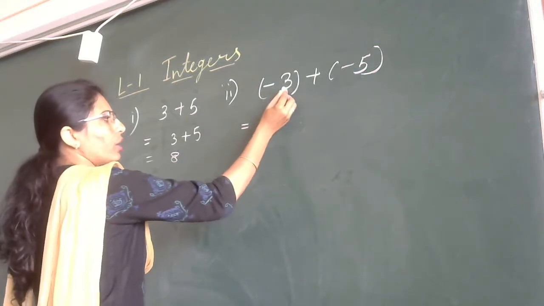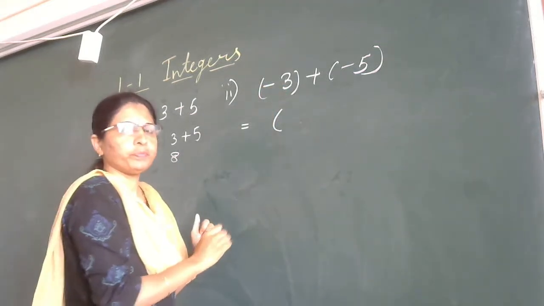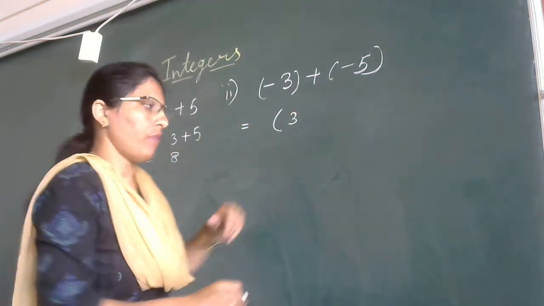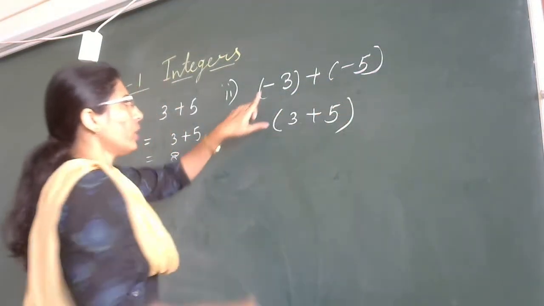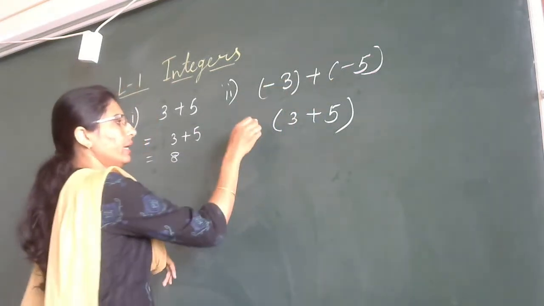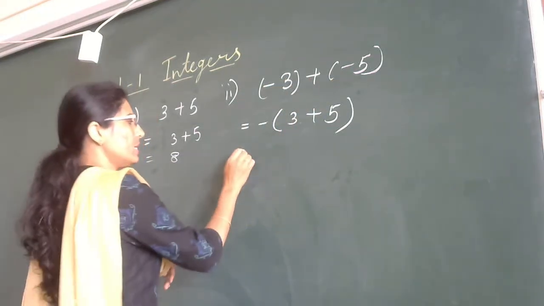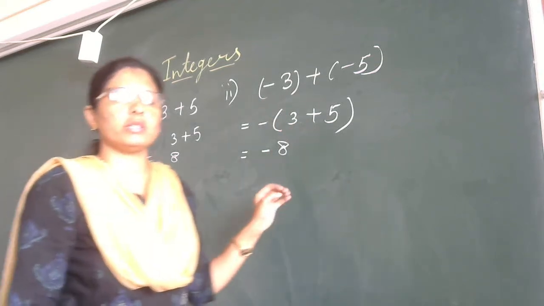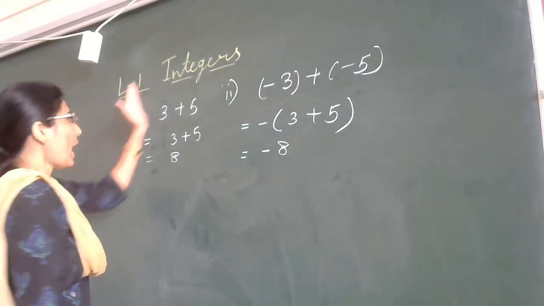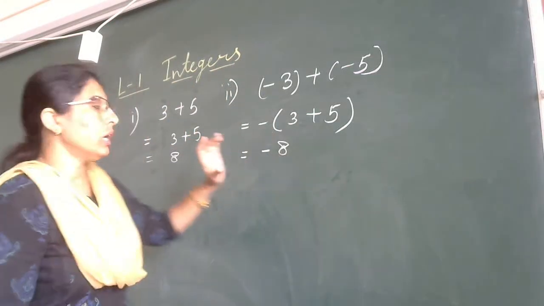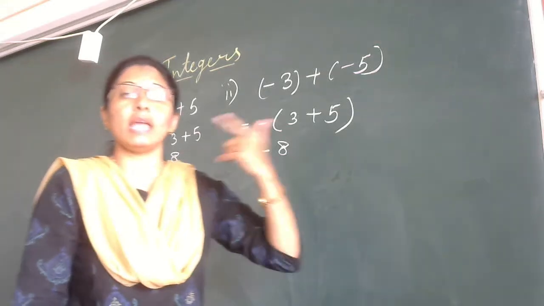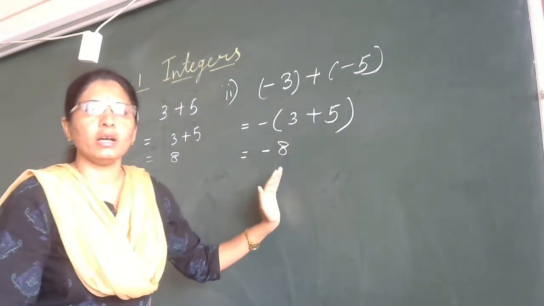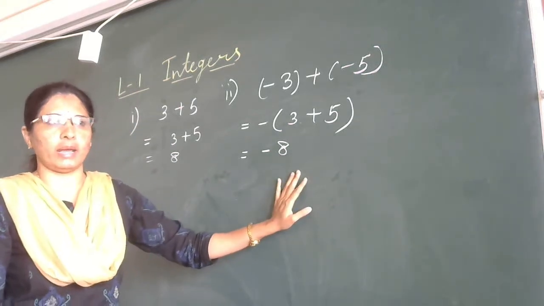The absolute value of minus 3 is what? 3. Absolute value of minus 5? 5. And what is the common sign? Both have a negative sign. So minus, and if you add these, you get minus 8. So this is the answer. So we have to add. This is the first rule: when the integers have the same sign, either both positive or both negative, we have to add the integers in this way. Okay.